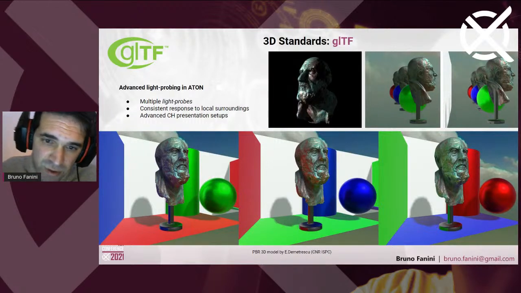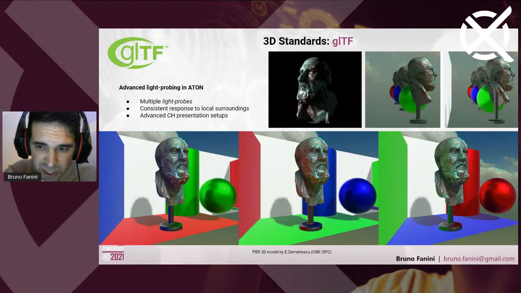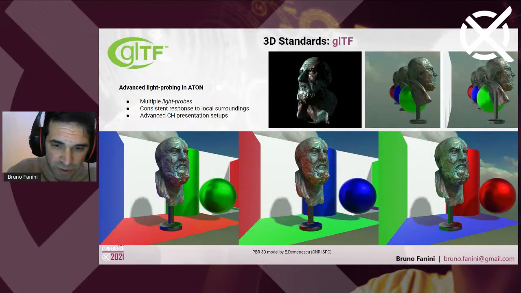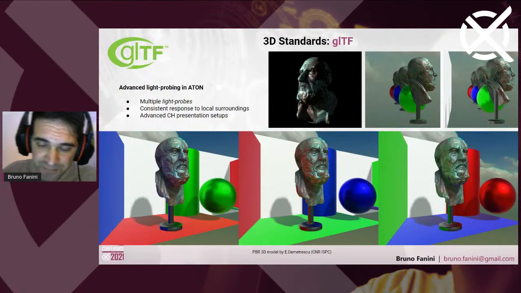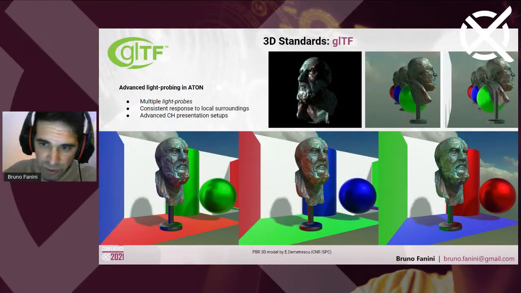In ATON also, we have the possibility to have a more advanced setup with several light probes that allow you to simulate more consistently the response of the item to local surroundings. So as you can see in these images, there are 3 different instances that react consistently to their surroundings. And this allows professionals and museums to create very advanced 3D presentations directly on the web.